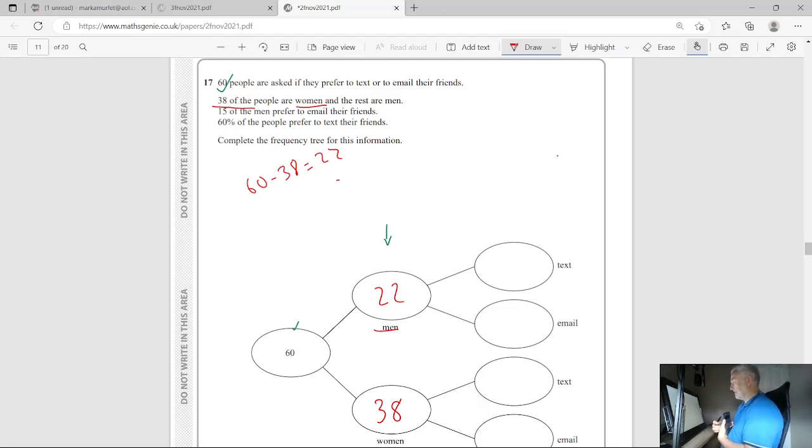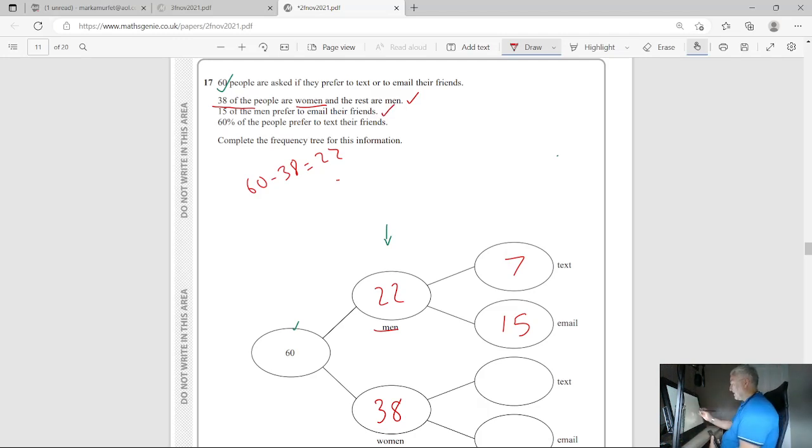So I've already got marks in the bag for that bit. We're down to the second line. 15 of the men prefer to email. So of those men, 15 prefer to email. If I've got 22, if I take 15 away from that, that's going to give me 7 prefer to text. Third line done.